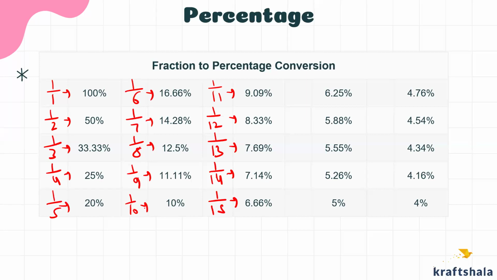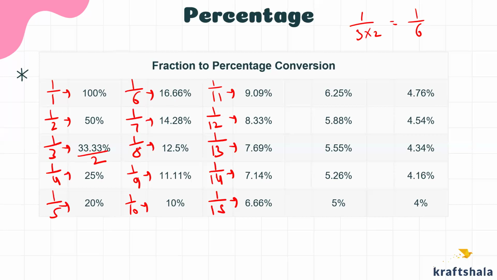So 1 by 1 to 1 by 5 all of us know. 1 by 1 is 100%, half 50%, 1/3, 1/4, 1/5. I think most of you will be knowing. Okay, now see, how can you remember 1/6? 1 by 6 is half of 1 by 3. If I divide 1 by 3 by 2, I'll get 1 by 6. Are you getting it? 1 by 3 divided by 2 is 1 by 6. So half of 33.33 is 16.66.